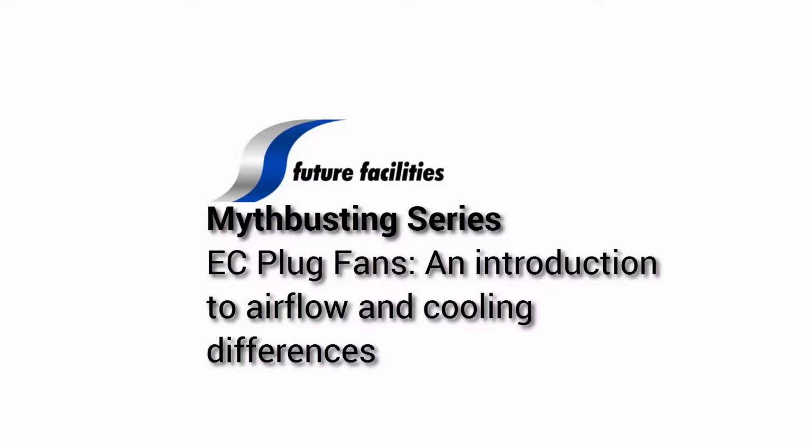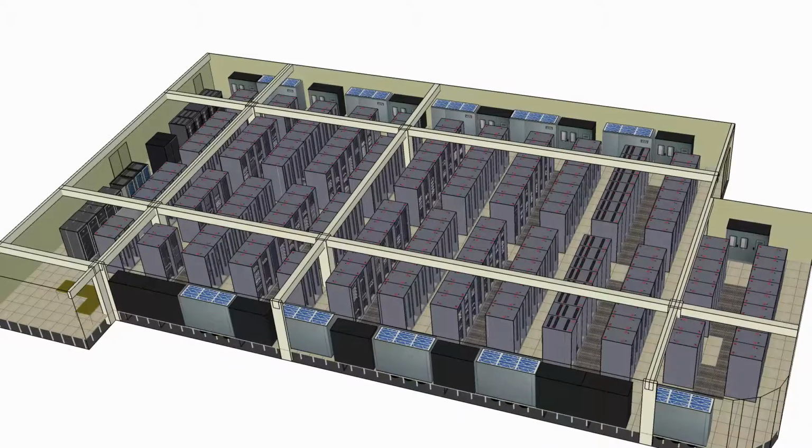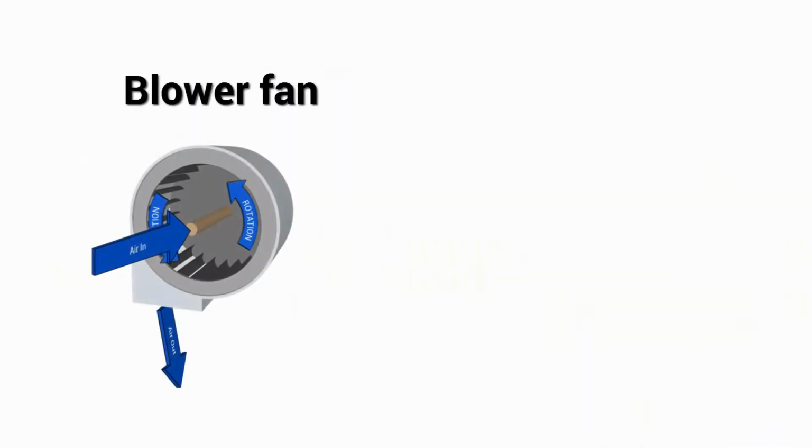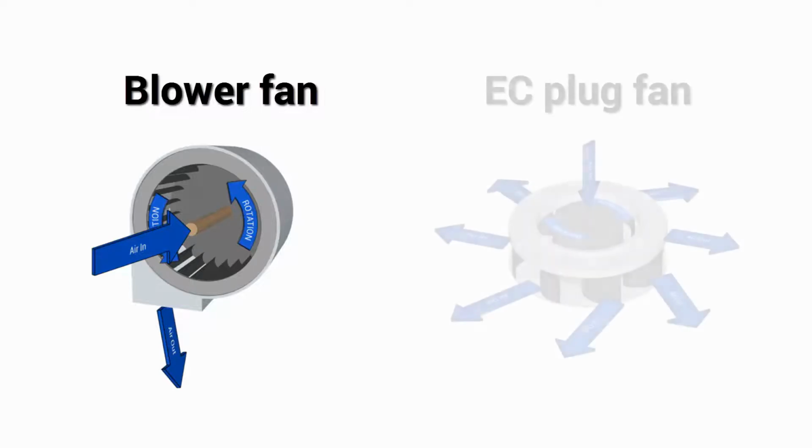This video will demonstrate how simulating changes before physical implementation in a data center is necessary in order to understand all the effects. The example used is a common trend in data center management, switching air cooling unit blower fans with EC plug fans to save power.